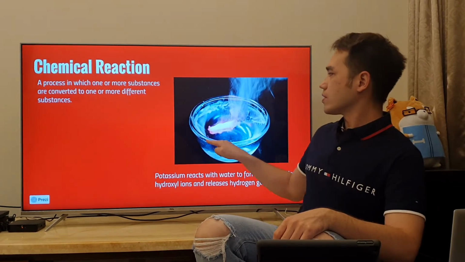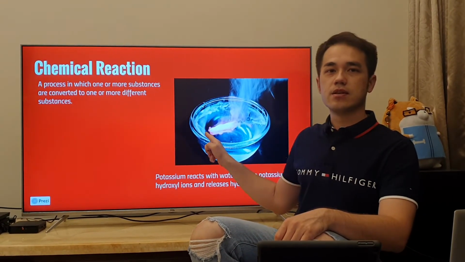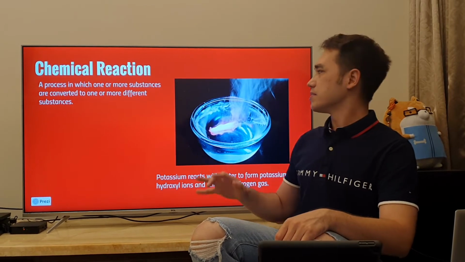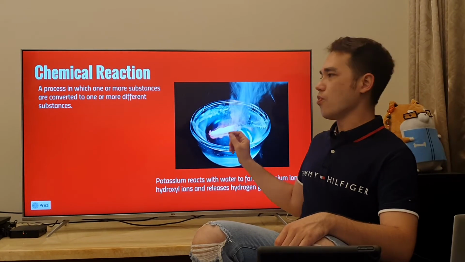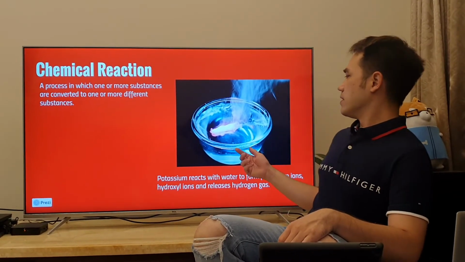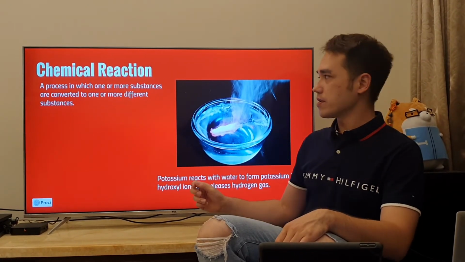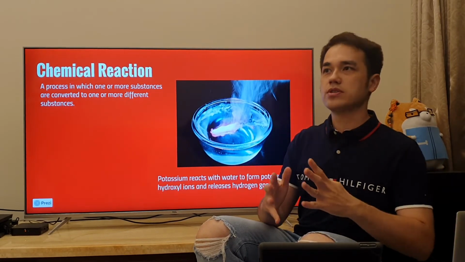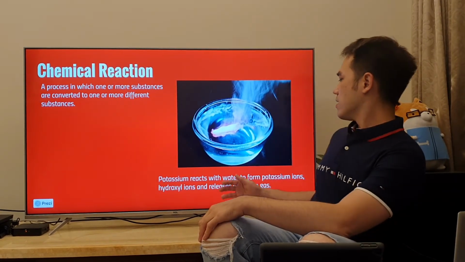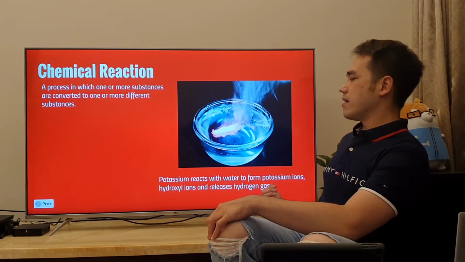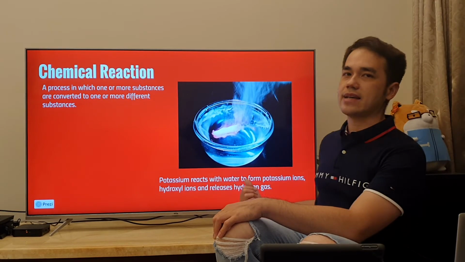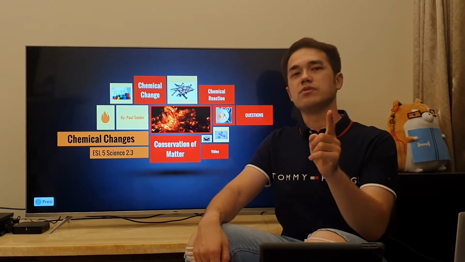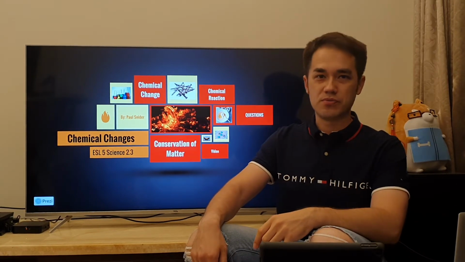Okay, so as you can see, what do you see right here? This is water. And what's this? Potassium. Because potassium reacts very violently when it touches water. So when it reacts with water, a chemical reaction starts and the products are potassium ions, hydroxyl ions, and also hydrogen gas. So that is really amazing. So whatever you do, don't drop your potassium in water.